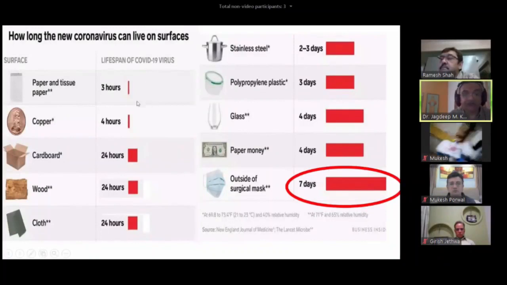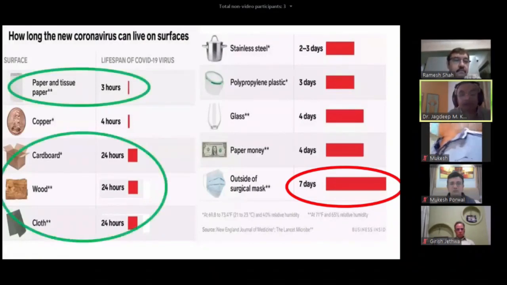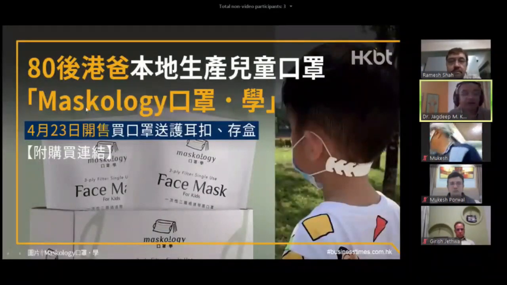Now, why did this happen? Why this variable timing? We'll discuss this when we discuss maskology, because it's very important to understand. And as I said, maskology is a science in itself. I never knew that maskology is a different field of science and you can do a diploma in maskology.